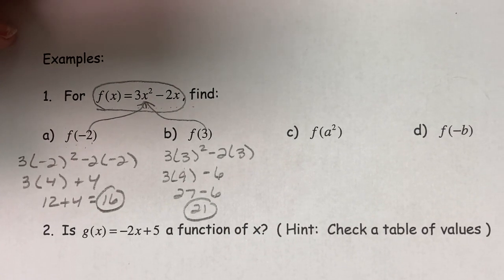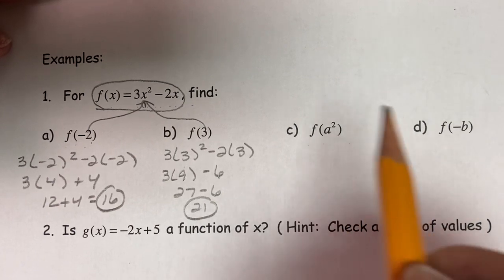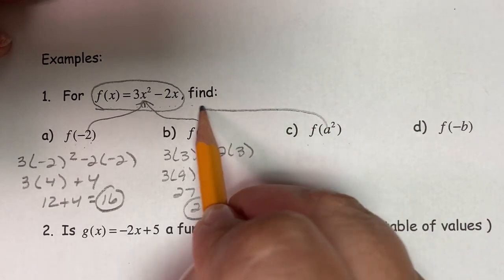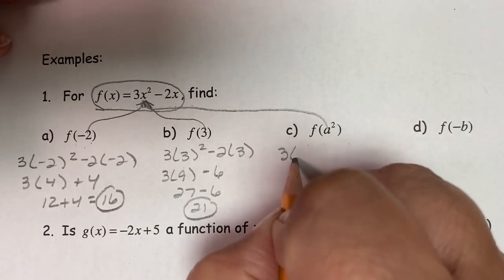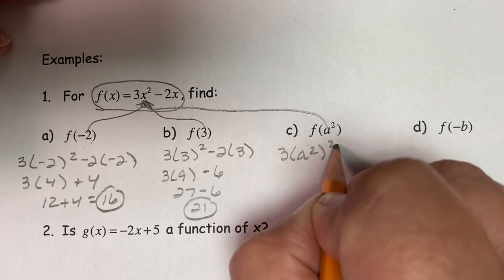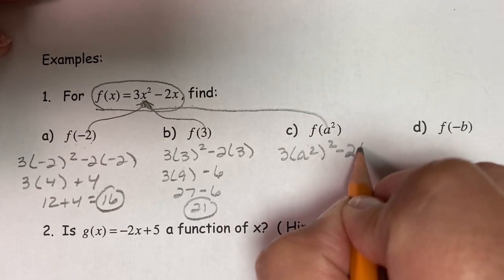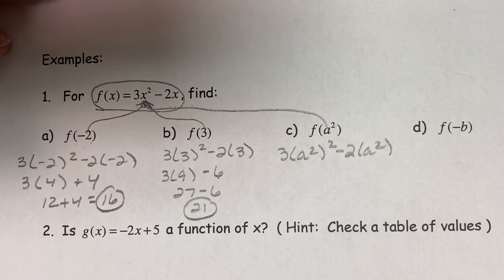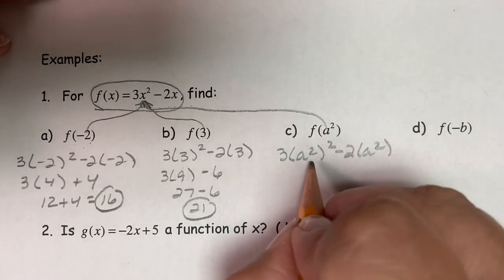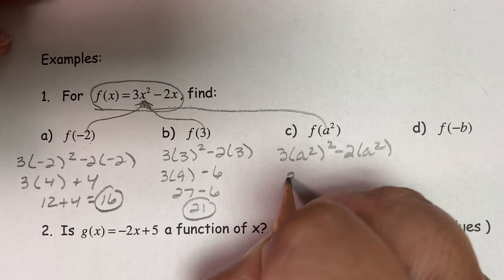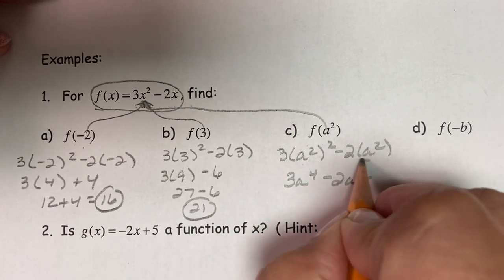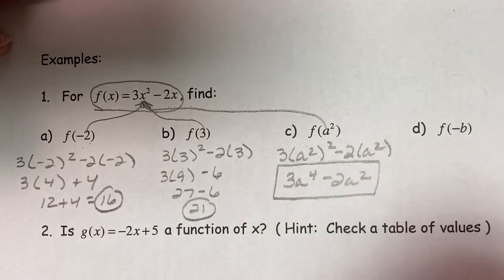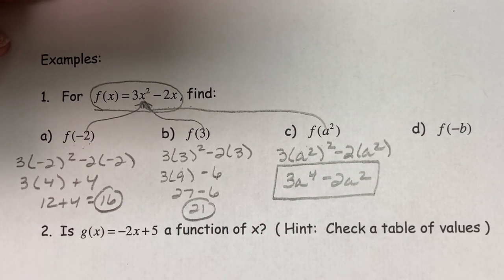How would I find f of a squared? Well, the same way. I would just go up into my function. Wherever I see an x, I'm going to put a squared. So it would be 3 times a squared squared minus 2 times a squared. Do your exponents first. What's a squared squared? Well, that's a to the 4th, so it would be 3a to the 4th minus 2a squared. You can't combine those. They're not like terms, so don't be doing anything wonky there. That's as far as it goes.